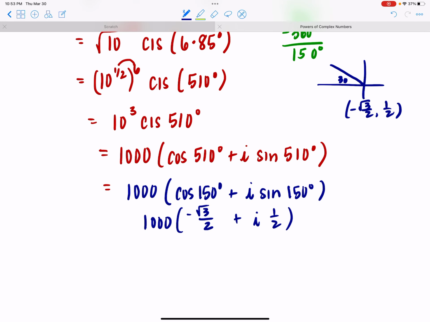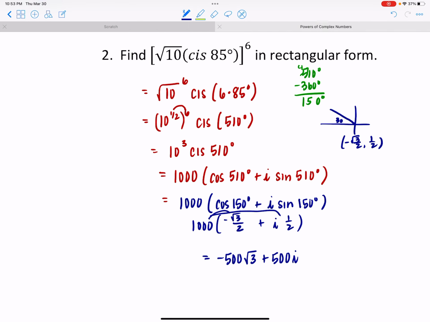And so final answer, rectangular form. When we multiply here, 1,000 divided by 2 makes 500, so this would be a negative 500 in front of our radical 3. And then when we multiply here, half of 1,000 again is going to be 500. This time it's positive, and that's our coefficient of i. So that's the rectangular form of radical 10 cis 85 to the 6th power.